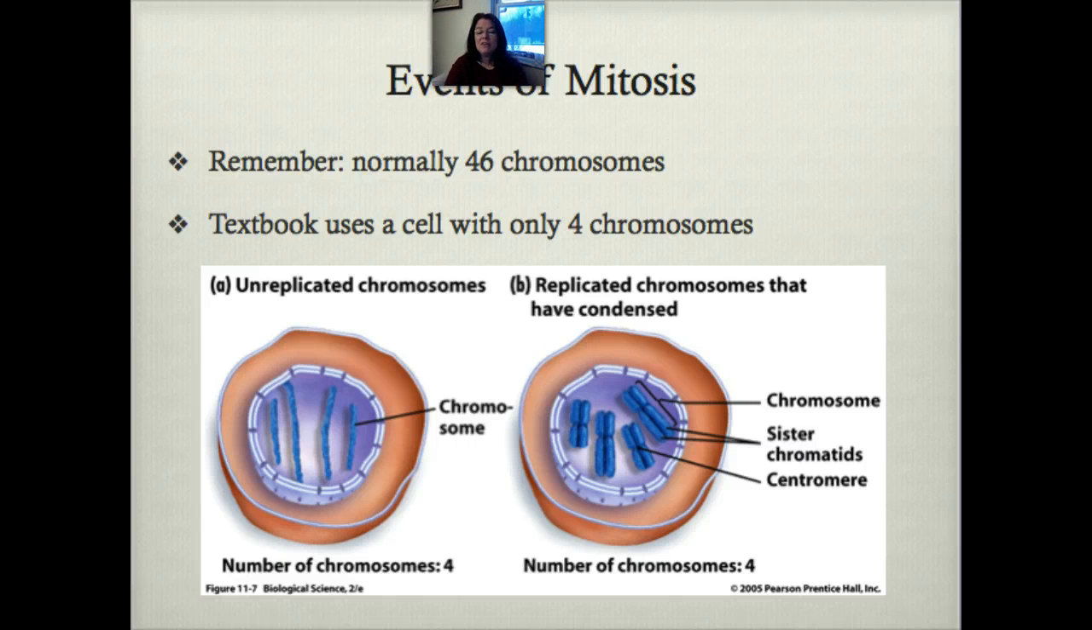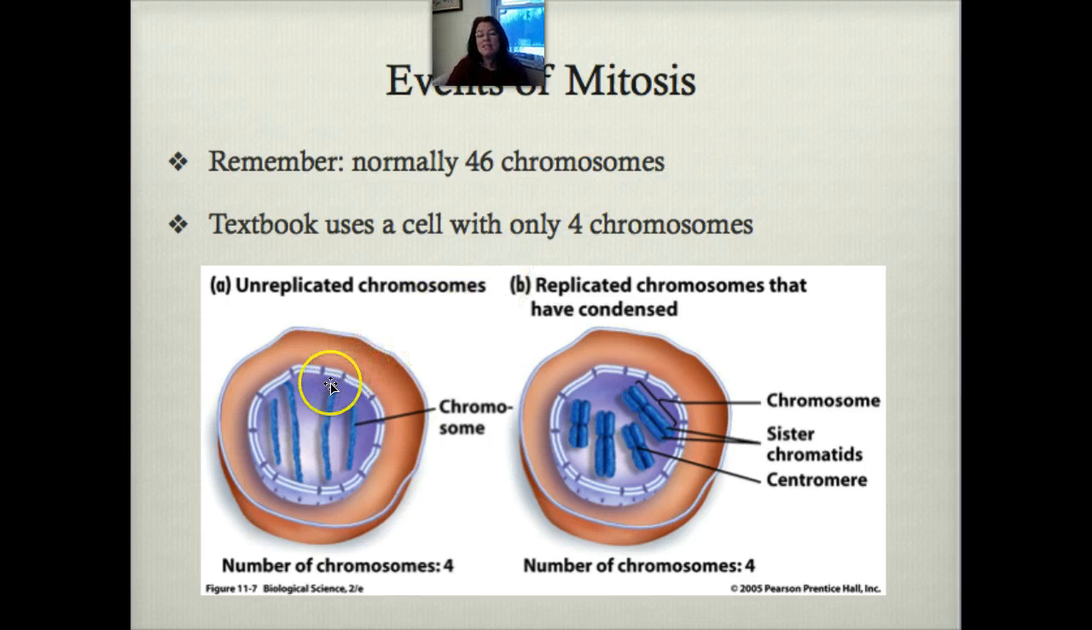Now I wanted to take a minute here and talk a little bit about how your textbook draws the events of mitosis, the M phase. Remember that normally a human cell is going to have 46 chromosomes in the nucleus, or 23 pairs. Now, it would be difficult to draw a nucleus that had 23 pair of chromosomes in it without students getting confused as to what's happening inside that nucleus. And for that reason, your textbook chooses to use a cell for its depictions of mitosis that only has 4 chromosomes, or 2 pair of chromosomes.